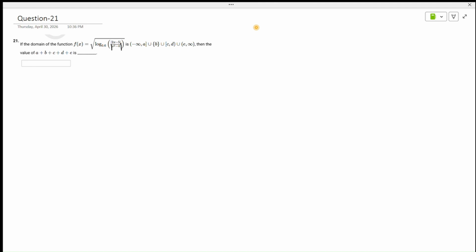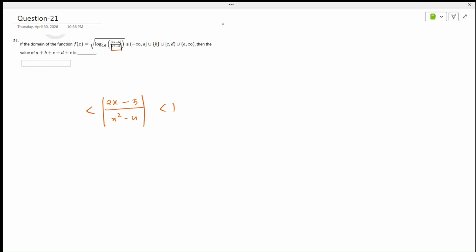If the domain of function is given in terms of a, b, c, d and e, then find the value of a plus b plus c plus d plus e. Since the logarithm function is inside a root, it should be greater than 0. And the function inside the log should be less than 1, because if it is more than 1 we'll get a negative value here. So |2x minus 5| by x square minus 4 should be less than 1.